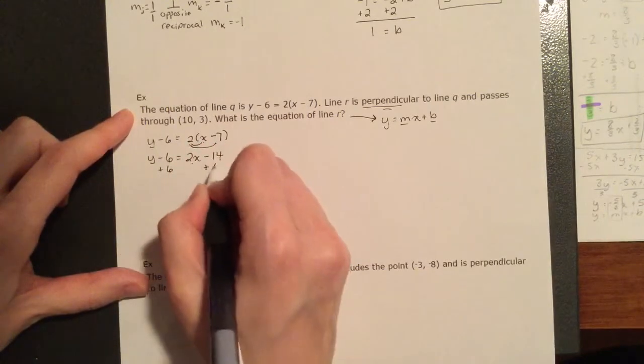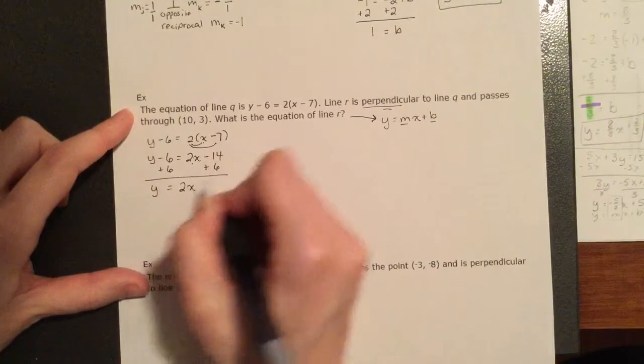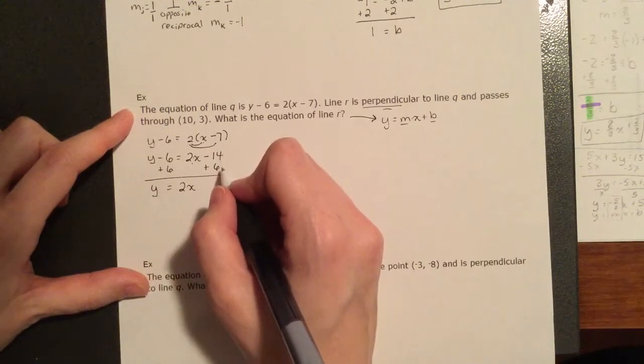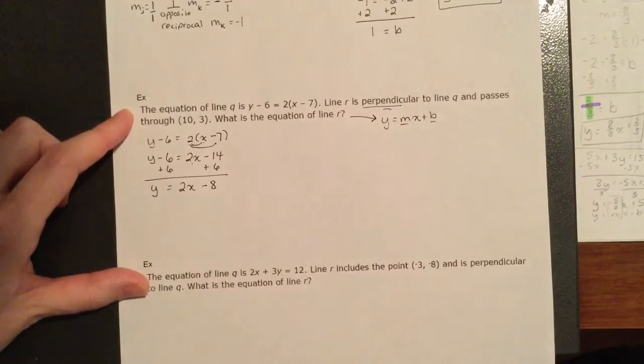Add the 6 to both sides. Y is going to be equal to 2x. Negative 14 plus 6 is going to give us negative 8.